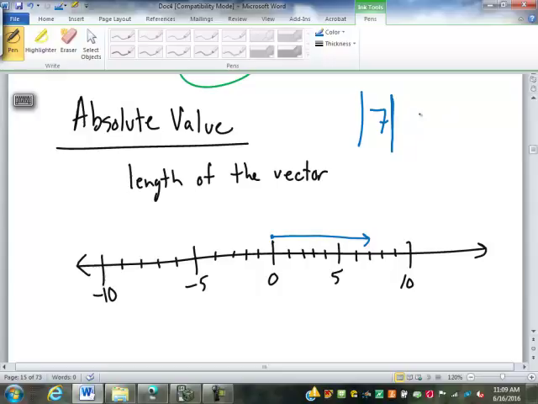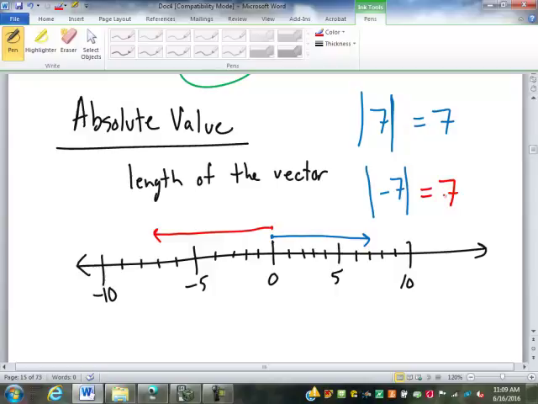So this is asking, what's the absolute value of 7? Well, it would be 7. What if I ask, what's the absolute value of a negative 7? Well, negative 7 would start at 0 and go to negative 7. How long is that one? Just 7. It's 7 units long. So the absolute value takes out the direction. It's just asking for a pure length. Now, don't take that to mean it always makes it positive, because that's not true. The answer will not necessarily always be positive.